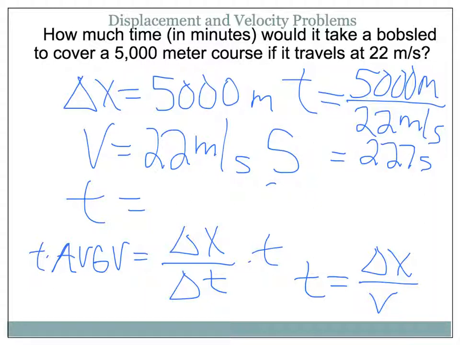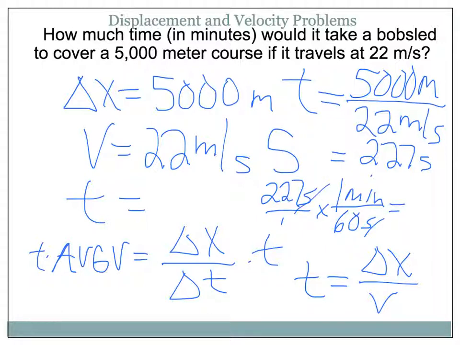So if I'm going to do that, I'm going to take my 227 and I'm going to multiply by my conversion factor, 60 seconds for every 1 minute. So 227 divided by 60 gives us about 3.8 minutes. For that problem. All right.